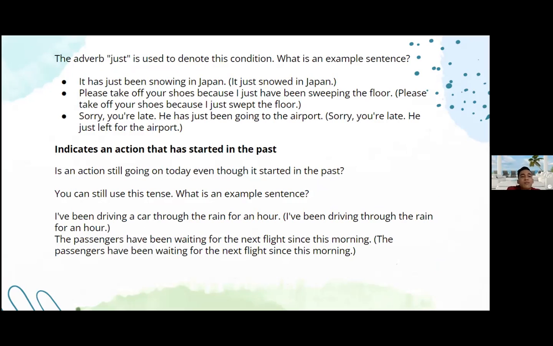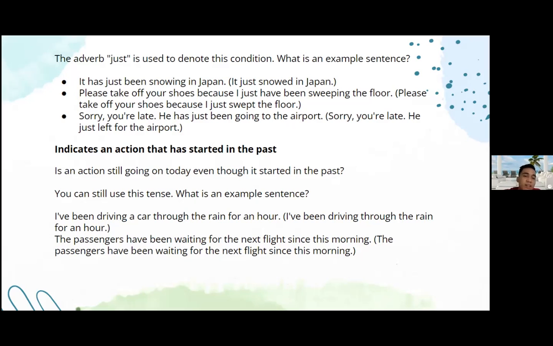The adverb just is used to denote this condition. What is an example sentence? Number 1, it has just been snowing in Japan. Number 2, please take off your shoes because I have just been sweeping the floor. Number 3, sorry you are late, he has just been going to the airport.